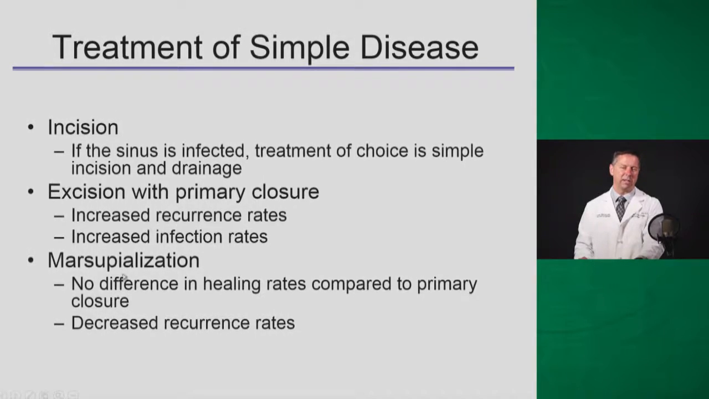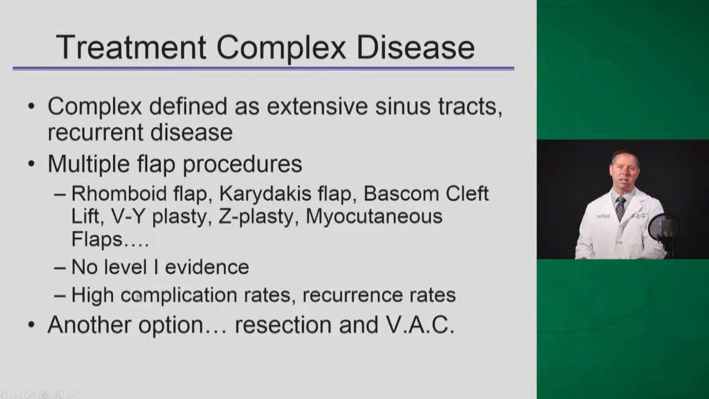The problem here is it's a difficult space to get to heal. These tend to be fairly deep problems. We often see these in morbidly obese or obese patients, and you end up with a fairly large wound. When those wounds fall apart, they heal by secondary intention, and you often end up with a bigger problem. There are increased recurrence rates and increased infection rates. Marsupialization is my own preferred technique. There's really no difference in healing rates compared to primary closure, and there's a decrease in recurrence rates.